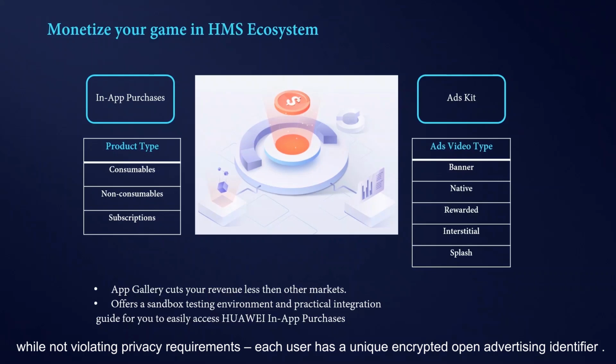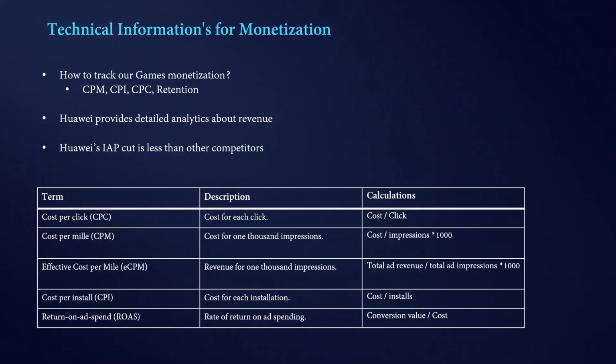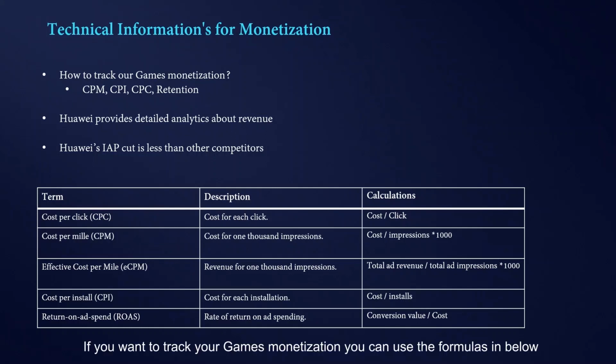Each user has a unique encrypted open advertising identifier. Technical information for monetization. Huawei provides detailed analytics about revenue. Huawei's IAP cut is less than other competitors. If you want to track your game's monetization, you can use the formulas below.